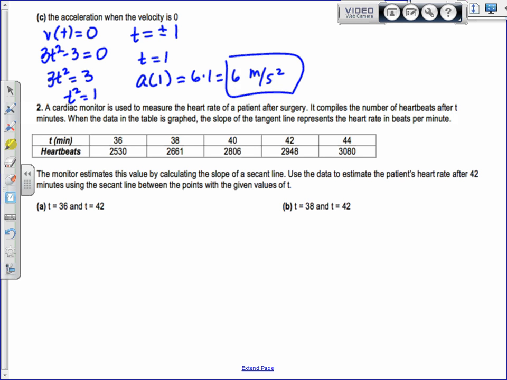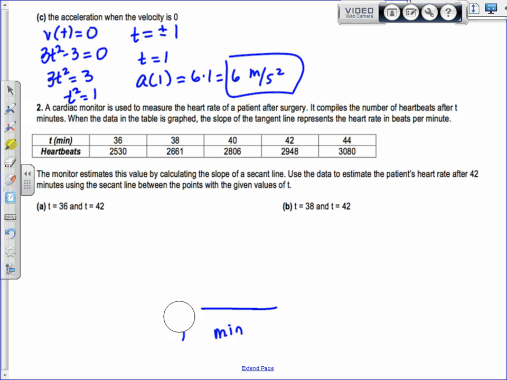All right, so a cardiac monitor is used to measure the heart rate of a patient after surgery. It compiles the number of heartbeats after t minutes. When the data in the table is graphed, the slope of the tangent line represents the heart rate in beats per minute, right? So if you're graphing the heartbeats, you don't have to draw this, but heartbeats and minutes, your slope is going to be heartbeats per minute. On top, you're going to have heartbeats for your y values, minutes. So it's going to be a rate.